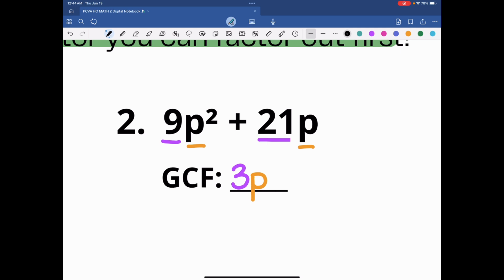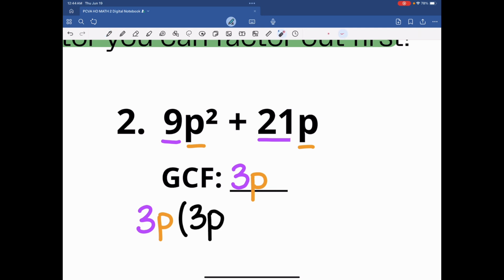So we're going to take 3p out, which means we're going to divide it out of the problem. We're going to divide 3 and p. 9 divided by 3 gives me 3. I had 2 p's divided by 1 p, and that leaves me with 1 left over. So this is going to be 3p.